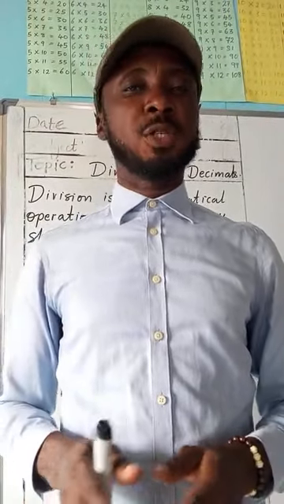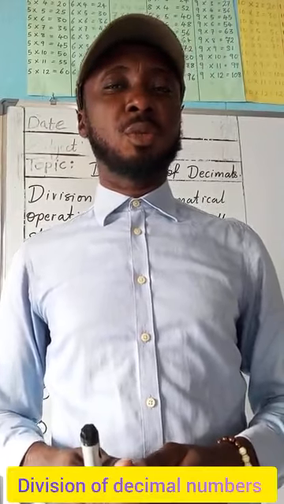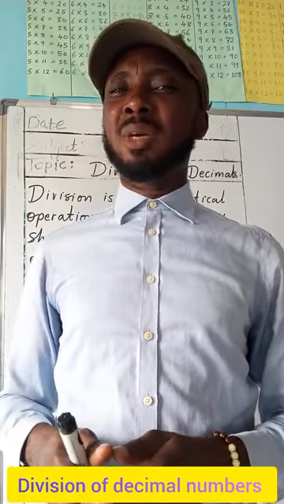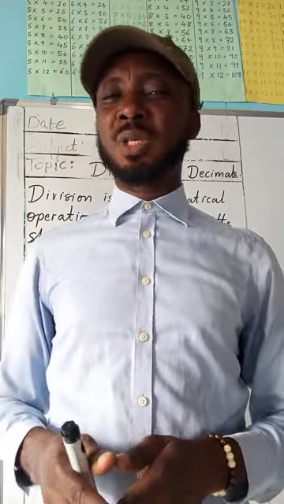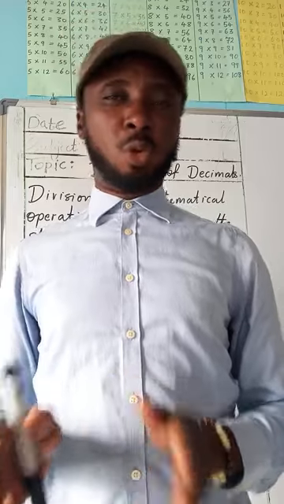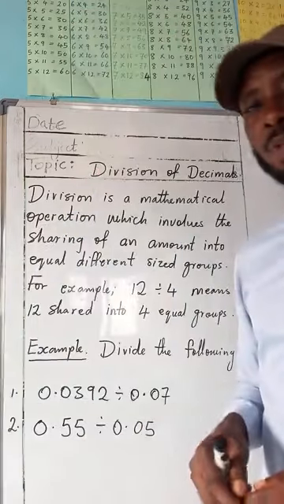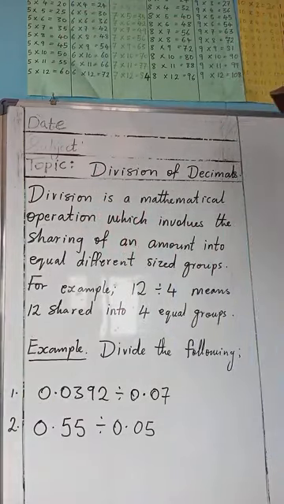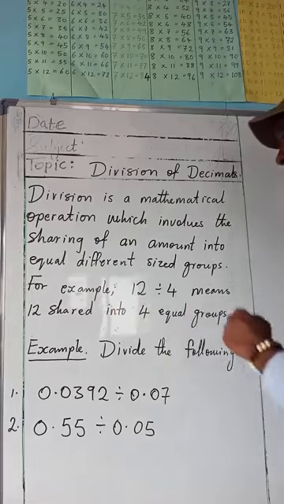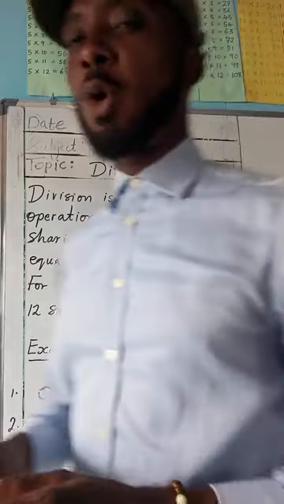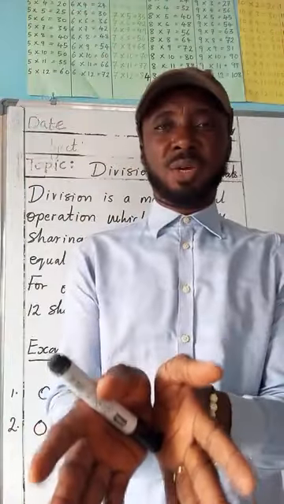Osita. In this video, we'll be talking about division of decimal numbers. When we talk of division, what do we mean? Division simply means the mathematical operation that involves sharing of numbers into equal different groups. Now, let's look at what we have on the board. Division is a mathematical operation which involves the sharing of an amount into different sized groups. For example, we have 12 divided by 4, which means 12 shared into 4 groups, which will give us 3.